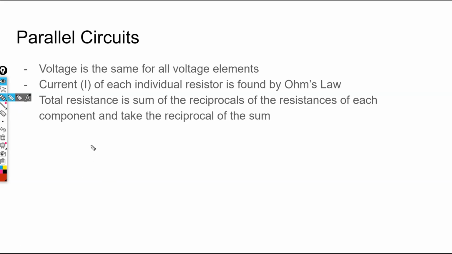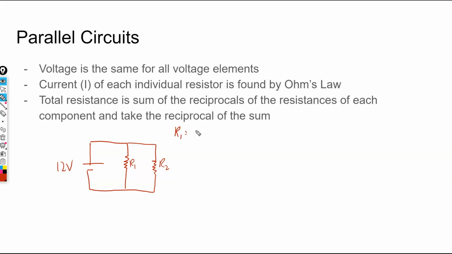So let's say we'll look at two examples. Say here's my battery, 12 volts. There is one resistor and there is two resistors. So there's two resistors in here. Let's call this R1. Let's call this R2. And let's say R1 is 6 ohms and R2 is 4 ohms.